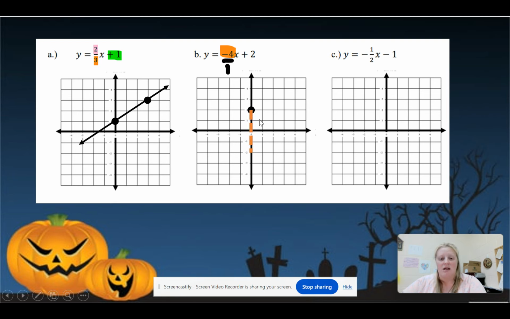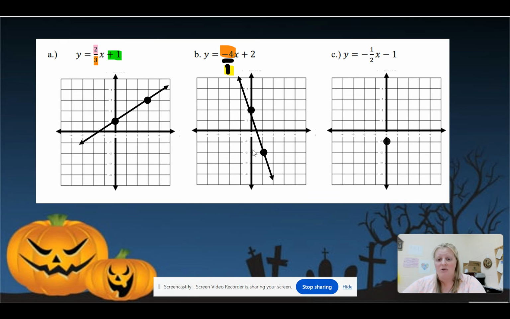So we're going to count down 4 spaces, 1, 2, 3, 4, and it's always from your starting dot, not from the middle, from your starting dot. And then you're going to go 1 space to the right and then connect.